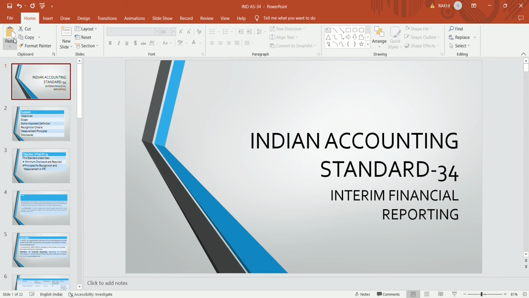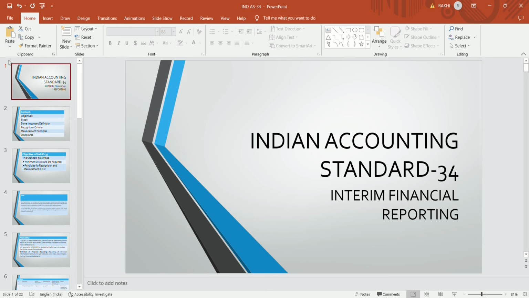Today's topic is related to Indian Accounting Standard 34, which deals with interim financial reporting. What do you mean by interim financial reporting? It's reporting related to quarterly reporting, half yearly reporting, or 9 month reporting, other than the full year report.